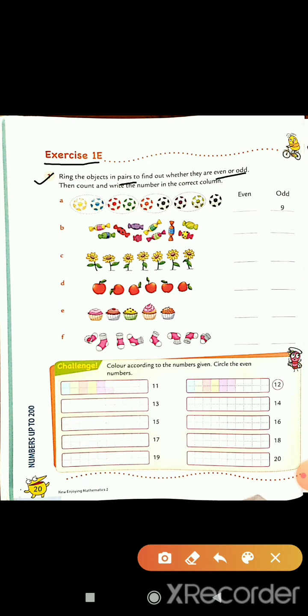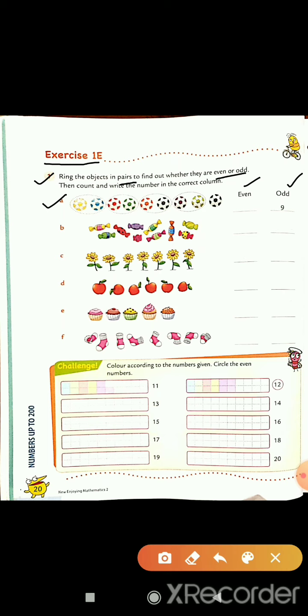Okay. So students, here you have to ring the objects in pairs. Pairs means one pair must have two objects, and then you have to find out whether they are even or odd, and then you have to count the number and write the number in the correct column. If it is even, you have to write in the column of even numbers. If it is odd, you have to write in the column of odd numbers. So let us start with A. 1 is already done for us.